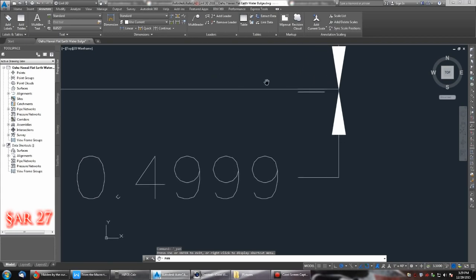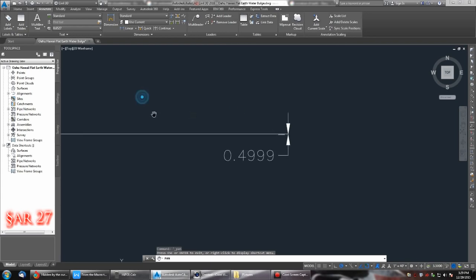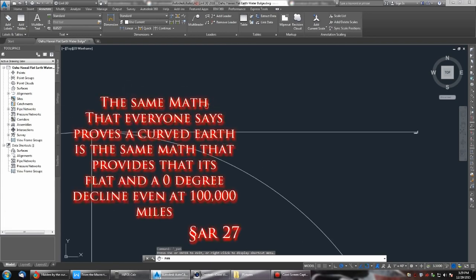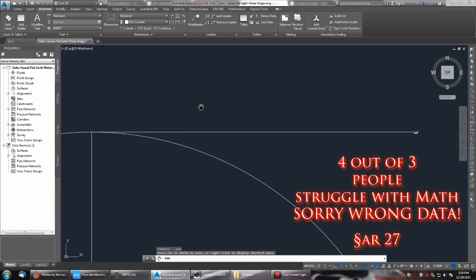.499 miles, a half of a mile. I don't know if they are messing with people. I don't know if people actually try to draw this out and measure it out themselves. But again, one in every four people struggles with math.